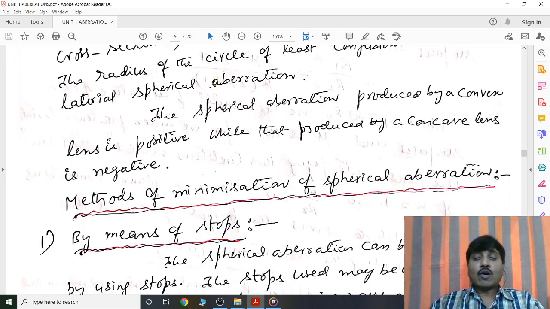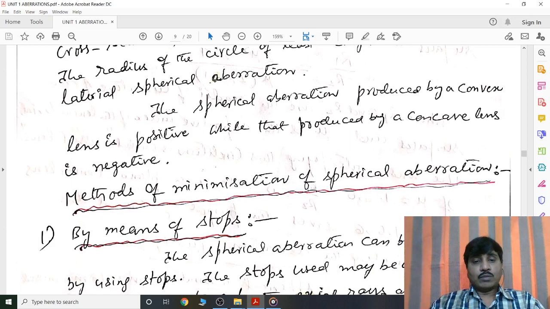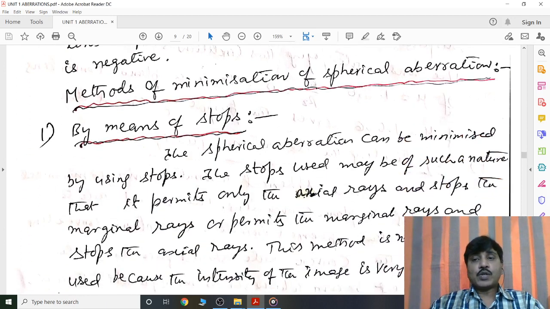The spherical aberration produced by a convex lens is positive, while that produced by a concave lens is negative. Now, the methods of minimization of spherical aberration. The spherical aberration may be minimized by using stops, by using a suitable combination of convex and concave lenses placed in contact, by dividing the deviation equally, by using cross lens, by using aplanatic lens, by using two plano-convex lenses separated by a distance coaxially.